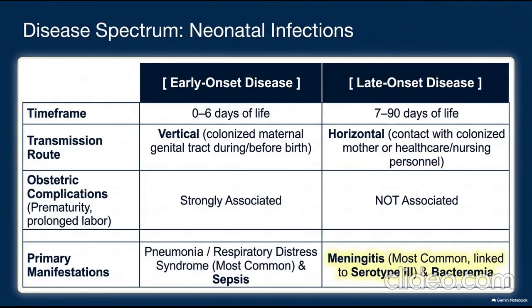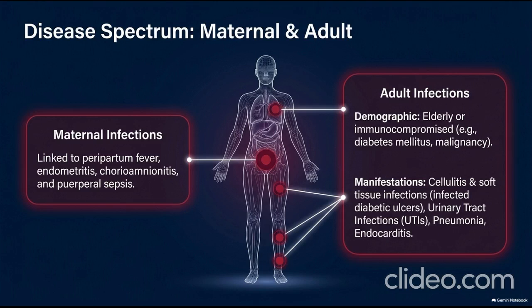Third, adult infections. GBS is not just a pediatric pathogen. It typically affects elderly patients or those with serious underlying comorbidities like diabetes mellitus or malignancy. In these patients, GBS causes cellulitis and soft tissue infections, especially infected diabetic skin ulcers, as well as urinary tract infections, UTIs, pneumonia, and endocarditis.